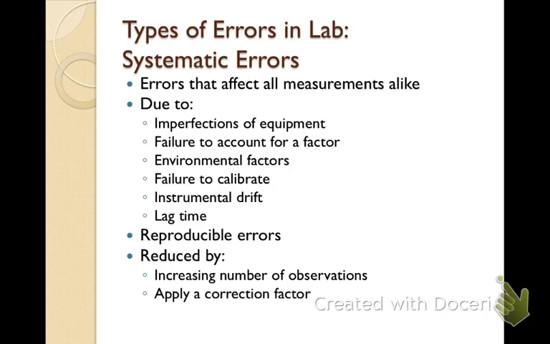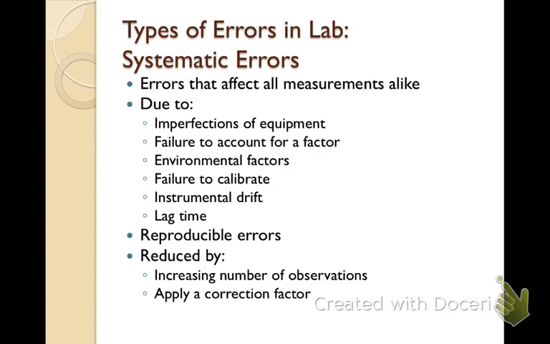Instrumental drift is pretty much as the lab equipment ages. Not all of it will read the same way each time. For example, with a pH meter, as time goes on, the older it gets, it might end up not reading as well as it did when it was brand new out of the package. Also, we have lag time. For example, if we're heating something up and we take a temperature, we may not have waited long enough for that thermometer to reach equilibrium. You might have gone through it too quickly and didn't let the temperature actually come to the full amount.